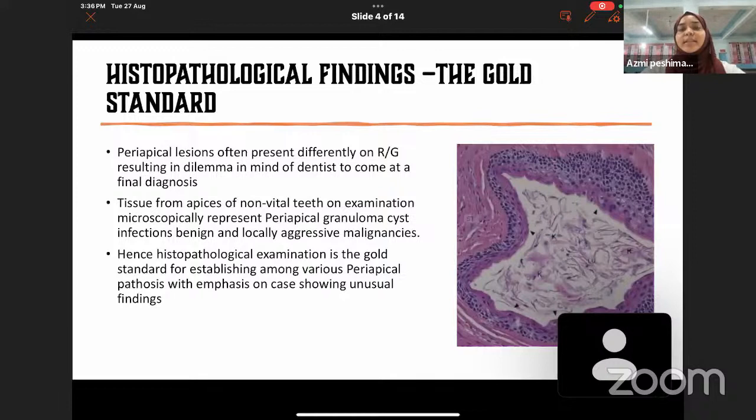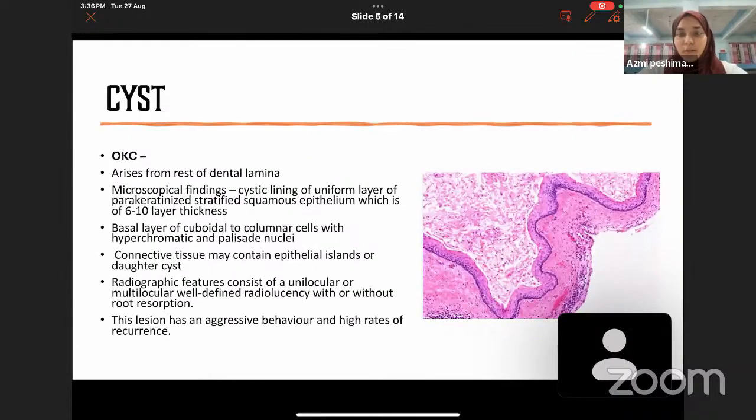Periapical lesions often present differently on radiographs, resulting in a dilemma in the mind of dentists in reaching a final diagnosis. Tissue from the apices of non-vital teeth, on microscopic examination, represents periapical granulomas, cysts, infections, and benign and locally aggressive malignancies. Histopathological examination is the gold standard for distinguishing among various periapical pathoses, with emphasis on cases showing unusual findings. Now we will look at some of the lesions which mimic periapical lesions, starting with the first cyst, OKC, or odontogenic keratocyst.